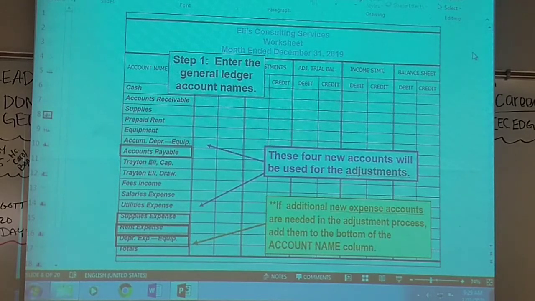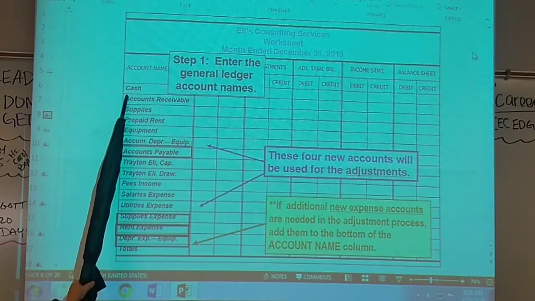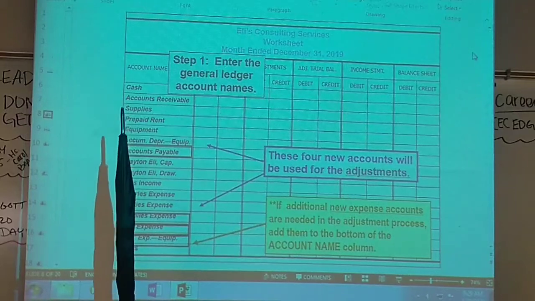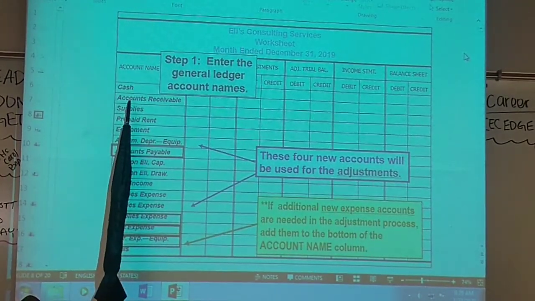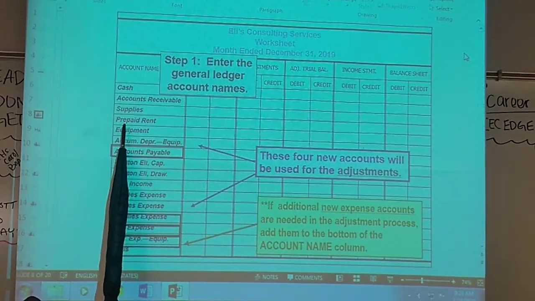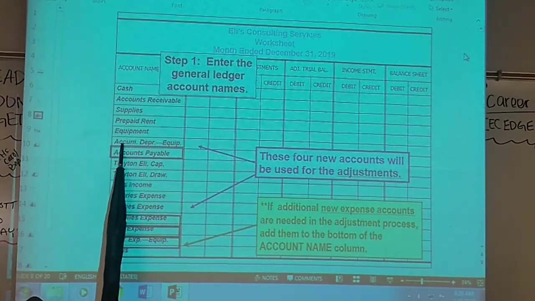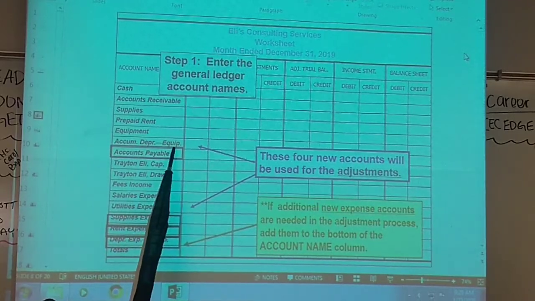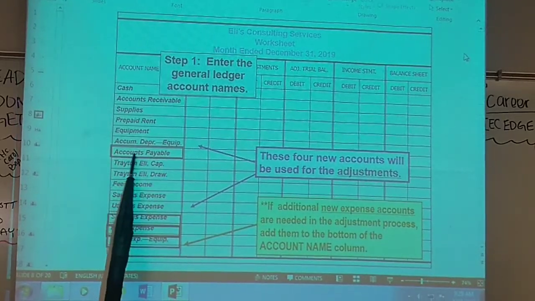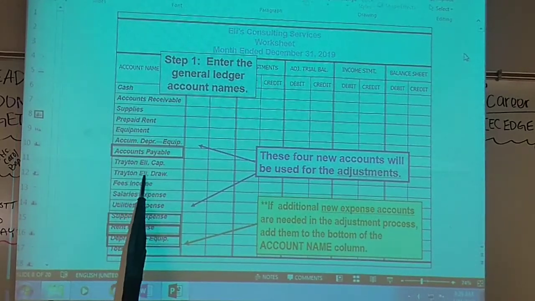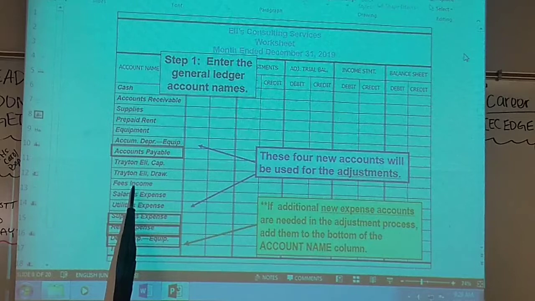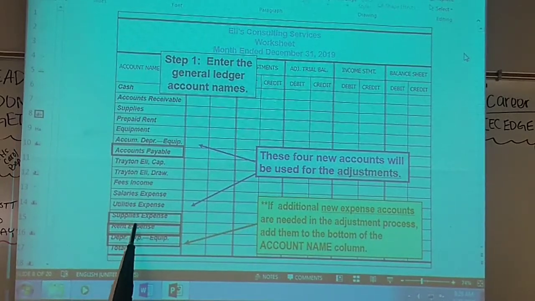So notice here, first one, cash. And we're going to list these as we list them on the ledger, right? The very first ones are the assets: the cash, the accounts receivable, supplies, prepaid rent, equipment, accumulated depreciation equipment. That's one that's new. Accounts payable. Then we have Trayton Eli Capital, Trayton Eli Drawing, fees income, salaries expense, utilities expense.